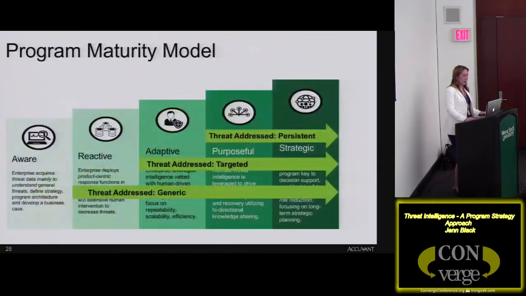And so here we lay those across the maturity model. As you probably would expect, the generic should be taken care of largely by tools. In adaptive, you start being able to do some of the reverse engineering. And then in persistent and purposeful, you can start developing your hunt capabilities, and you can do some detection of anomalies.